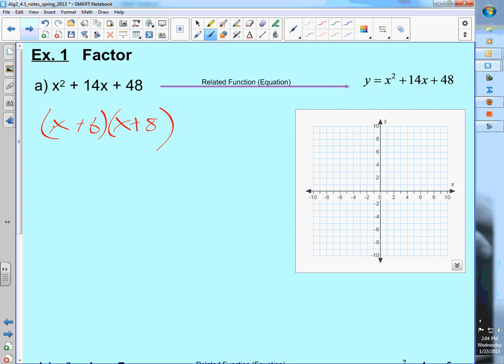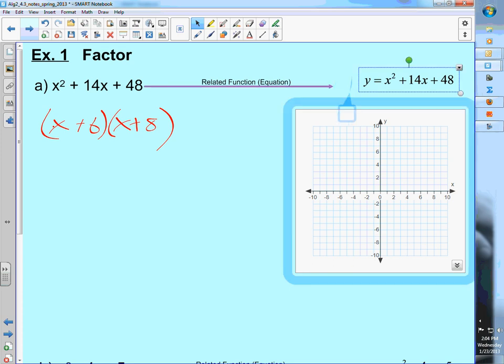How do you get really fast at it? Though it's a practice thing, just like everything else. Okay? What good does it do us to be in a factored form? What does it tell us? X-intercepts. Very good. So if we were to factor that, we know the intercepts are going to be at -6 and -8. When we hit the graph, here's -6, here's -8. Imagine that. The vertex has to be halfway between them at -7.